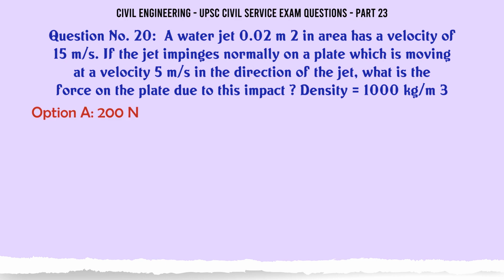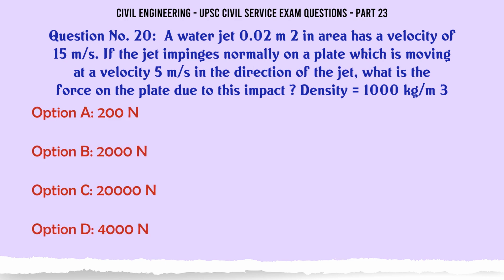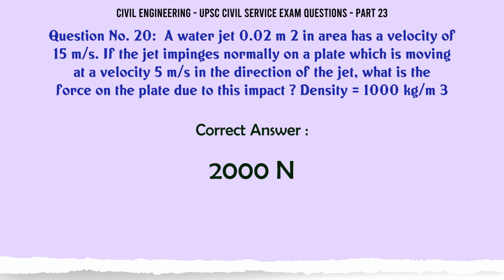A water jet 0.02 m2 in area has a velocity of 15 m/s. If the jet impinges normally on a plate which is moving at a velocity of 5 m/s in the direction of the jet, what is the force on the plate due to this impact? Density 1000 kg/m3. A. 200 N. B. 2000 N. C. 20,000 N. D. 4,000 N. The correct answer is 2000 N.